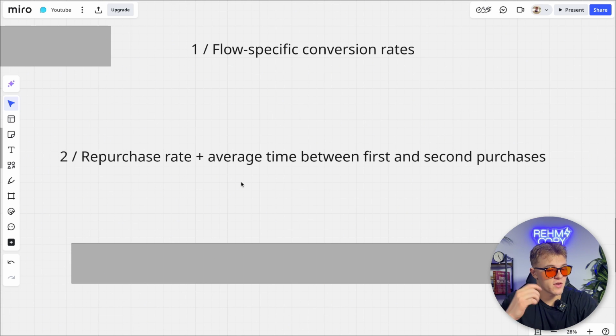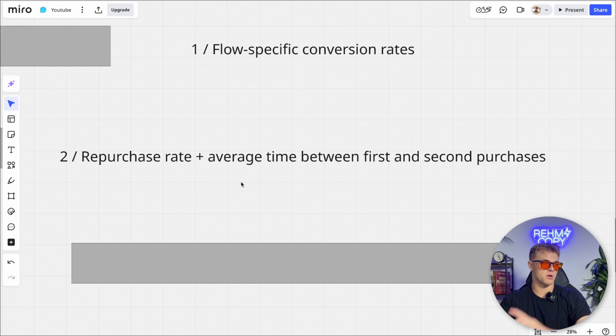This is also going to depend on the nature of your products. Some products like supplements, consumables, whatever, are supposed to be purchased on a monthly basis, sometimes 60, 90 days, whatever it is. If you're selling a product that's more of a one-time thing, it's going to look different for you.